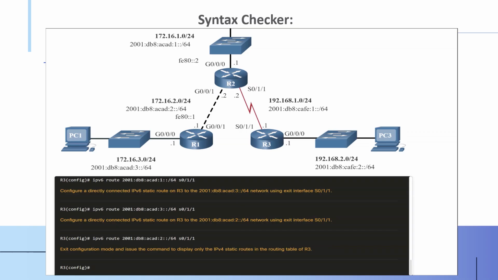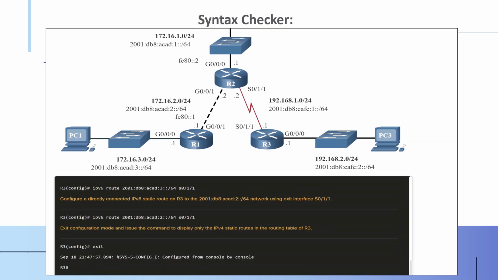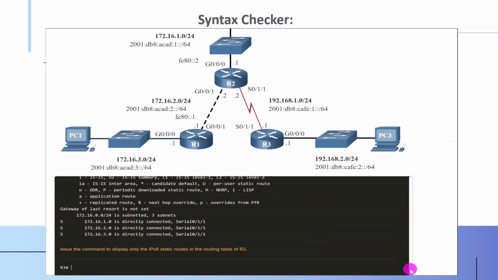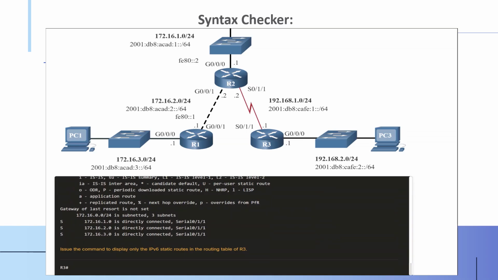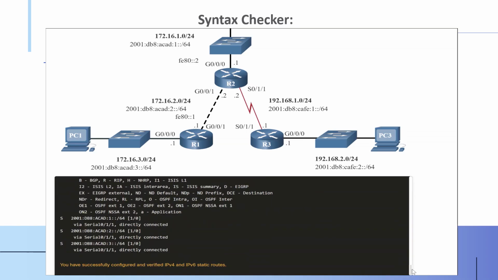And after that, we have to exit from the global configuration to do the verification of the networks that we created by using the show ip route static for the IPv4 network, where we can see the networks that are listed in the routing table as static networks, and there are networks that are configured by the static route using the exit interface.